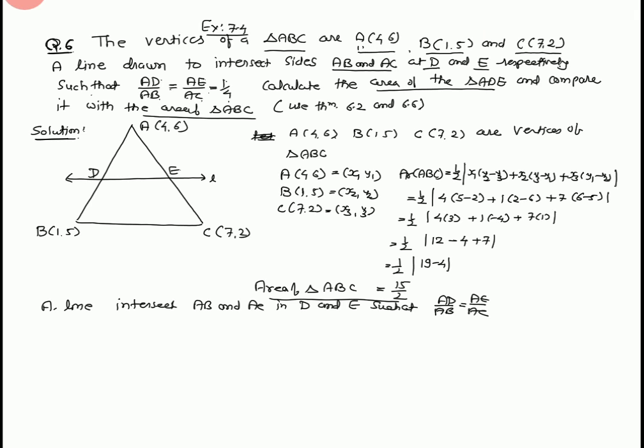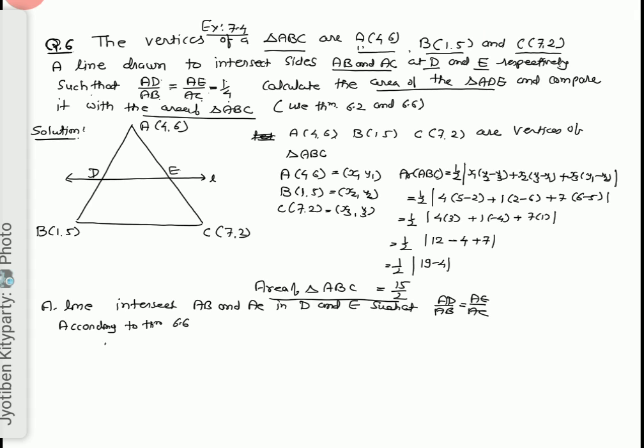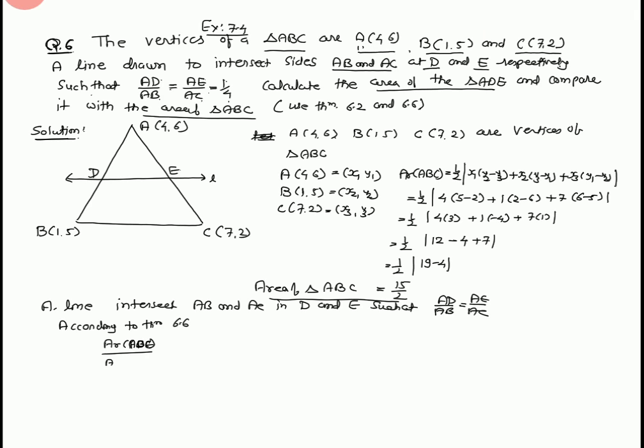Now according to theorem 6.6, area of ADE upon area of ABC equal to AD square upon AB square, because triangle ADE is similar to triangle ABC by SAS theorem. You can skip writing this if you want.